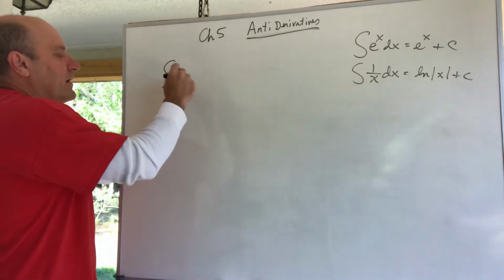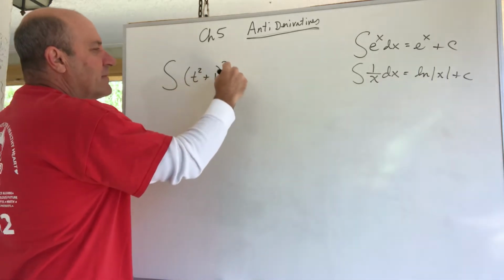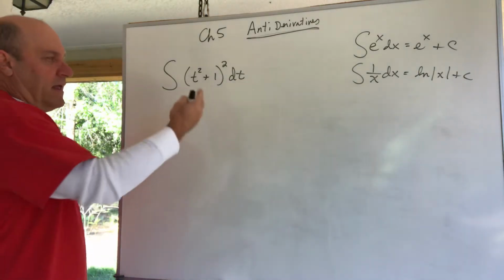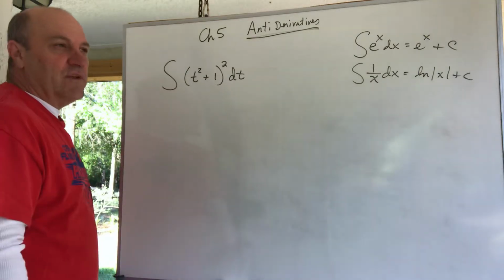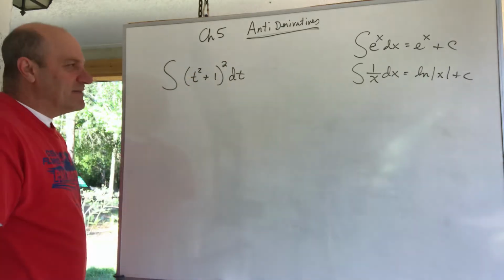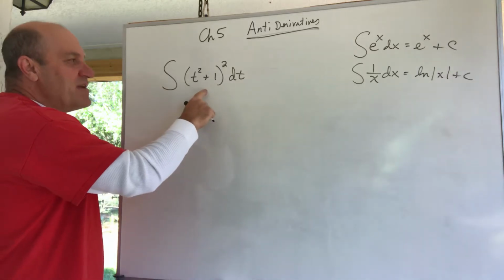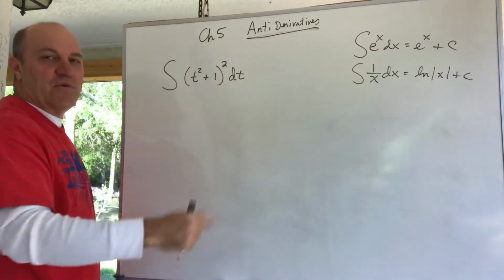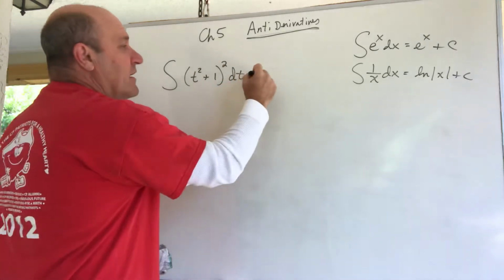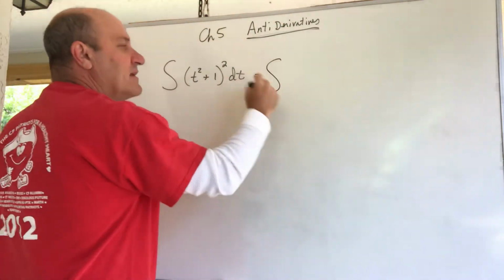But what about something like this now? The integral of t squared plus 1, squared, with respect to t. I'm just doing this one with a variable t. But this is nowhere in our rules. The only thing I have in my rules is a power rule. So what your book suggests, and I suggest, is that we rewrite this. You've got to do some algebra before you can integrate. So you FOIL this out. Your book calls that rewriting the integrand.